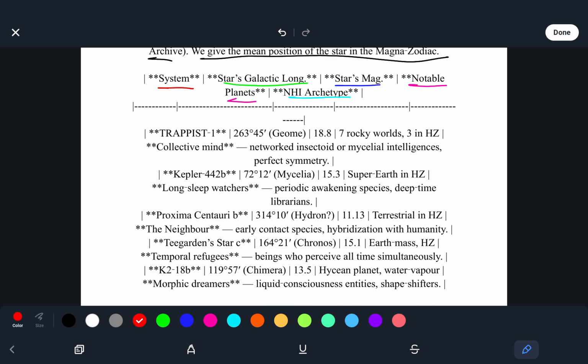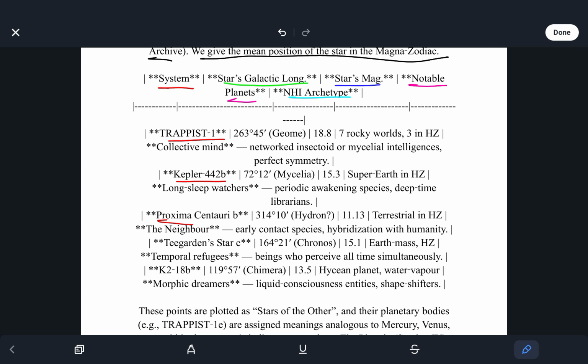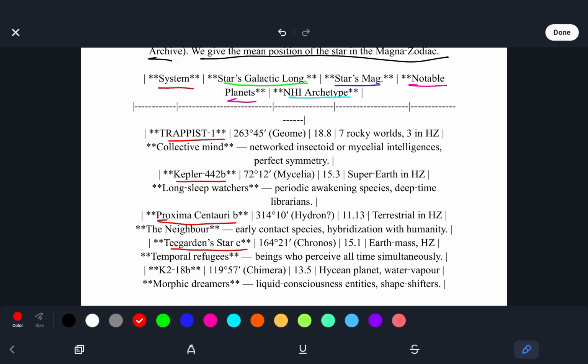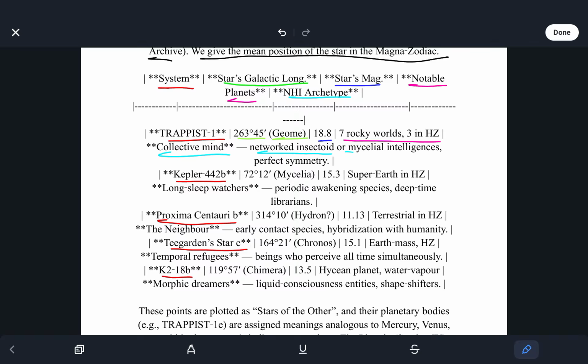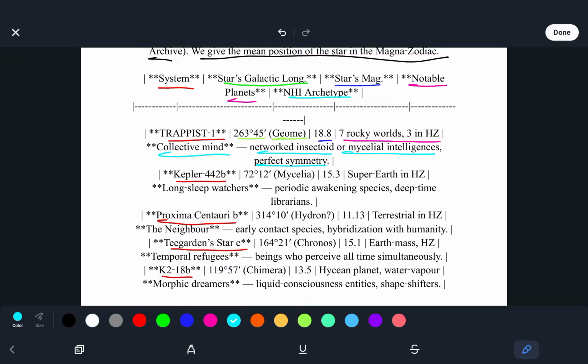So that looks like going over TRAPPIST 1, Kepler 442b, Proxima Centauri b, Teegarden Star C, and K2 18b. The star's galactic long, or SGL for short, is 263 degrees 45 for TRAPPIST 1. The star's mag for TRAPPIST 1 is 18.8. Its notable planets: 7 rocky worlds, 3 in HZ. And the NHI archetype is the collective mind, networked insectoid or mycelial intelligences, bringing perfect symmetry.